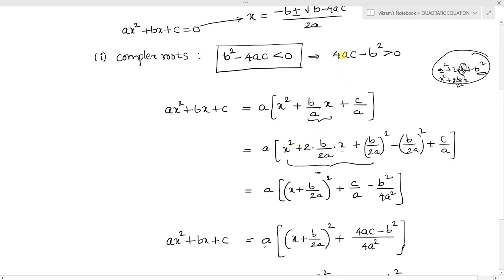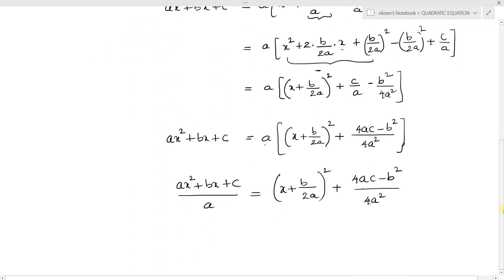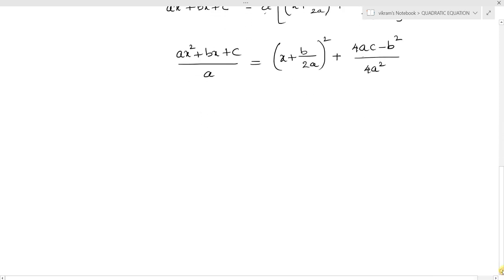Okay, 4ac minus b square is greater than 0, which is the condition when we consider the given roots to be complex roots. The given roots are complex numbers. So now come back to the case we obtained here. If the roots are complex, then b square minus 4ac is less than 0, which can also be written as 4ac minus b square is greater than 0. So this is the condition we obtained.